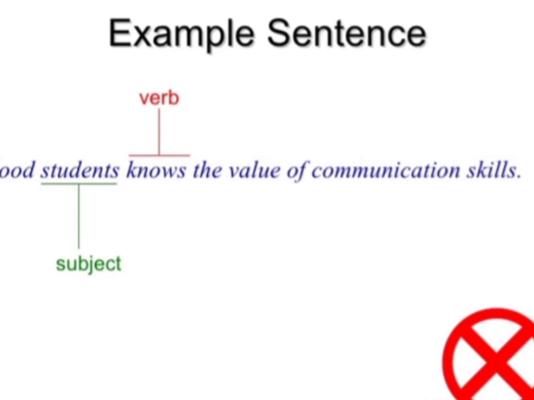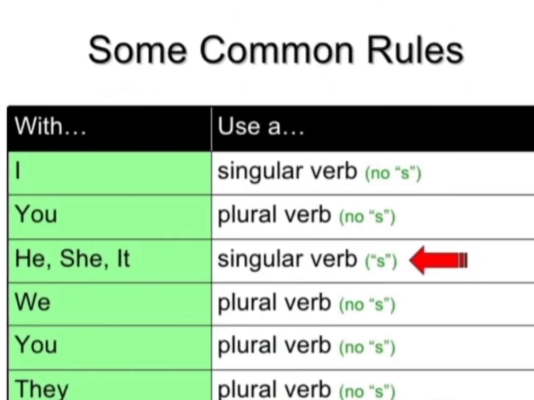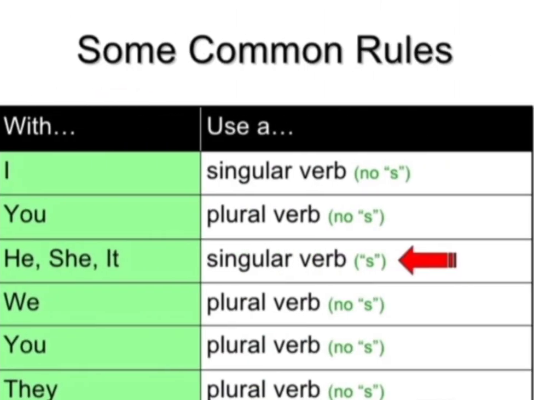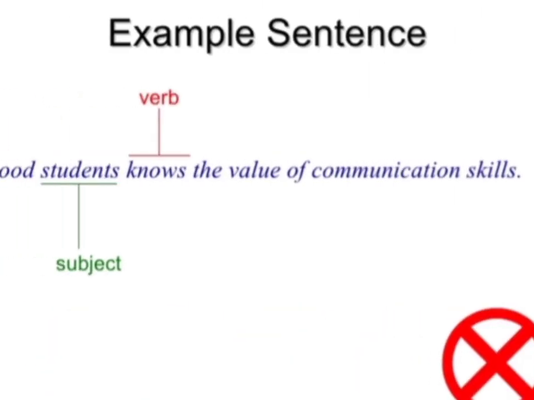Next example, good students knows the value of communication skills. Here, the subject is what? Students, and the verb is knows. Is this sentence correct? No. Why? We have learnt in the rule chart, if any noun or pronoun is plural, the verb would be plural only, but you will not add s. You can see in this picture they have added s. They should not add s. That's why this sentence is incorrect.